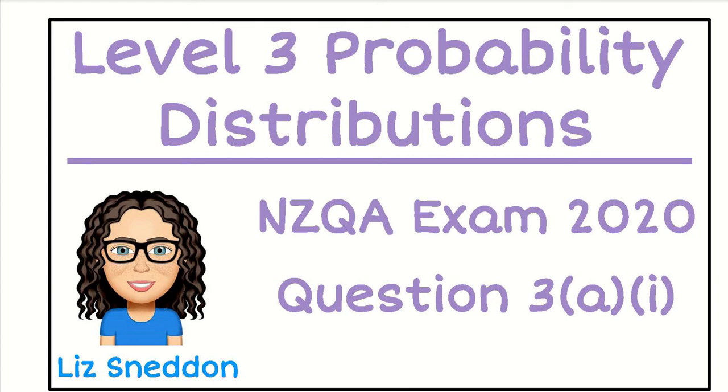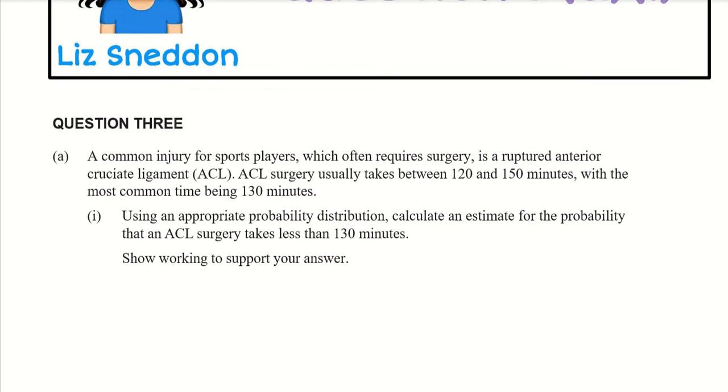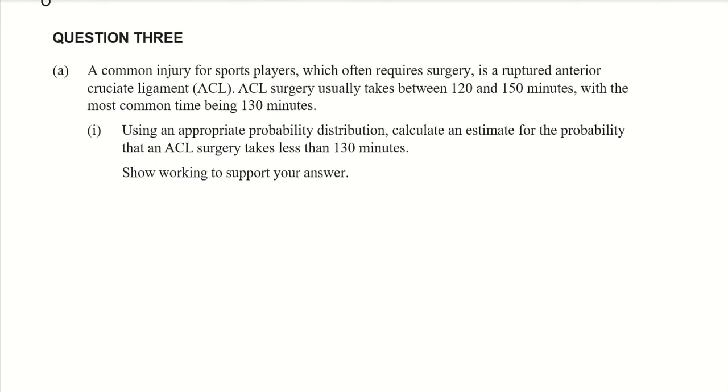Let's have a look at the answer to question 3A part 1. So what we have is some information here about a surgery time, and we have been told that the surgery takes between 120 and 150 minutes, with our most common time being 130 minutes. As soon as I see this thing of most common time, along with minimum and maximum, that tells me that we're dealing with a triangular distribution.